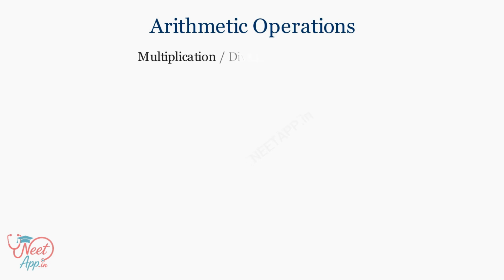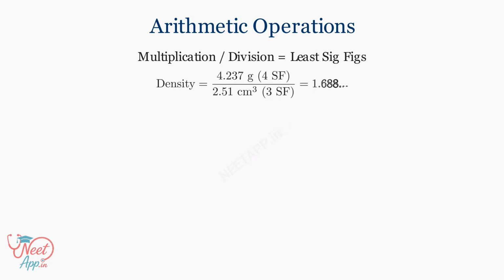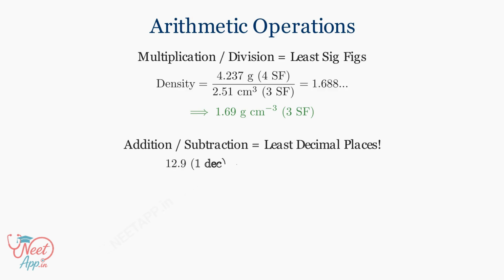Now let's talk about math operations. Rule number 1. For multiplication and division, you count the total significant figures. The final answer cannot have more significant figures than the input with the least sig figs. If you divide a mass with 4 sig figs by a volume with 3 sig figs, your final density must be rounded to exactly 3 sig figs. Rule number 2. For addition and subtraction, forget about total sig figs. You only care about decimal places. The final answer must retain as many decimal places as the original number with the least decimal places.